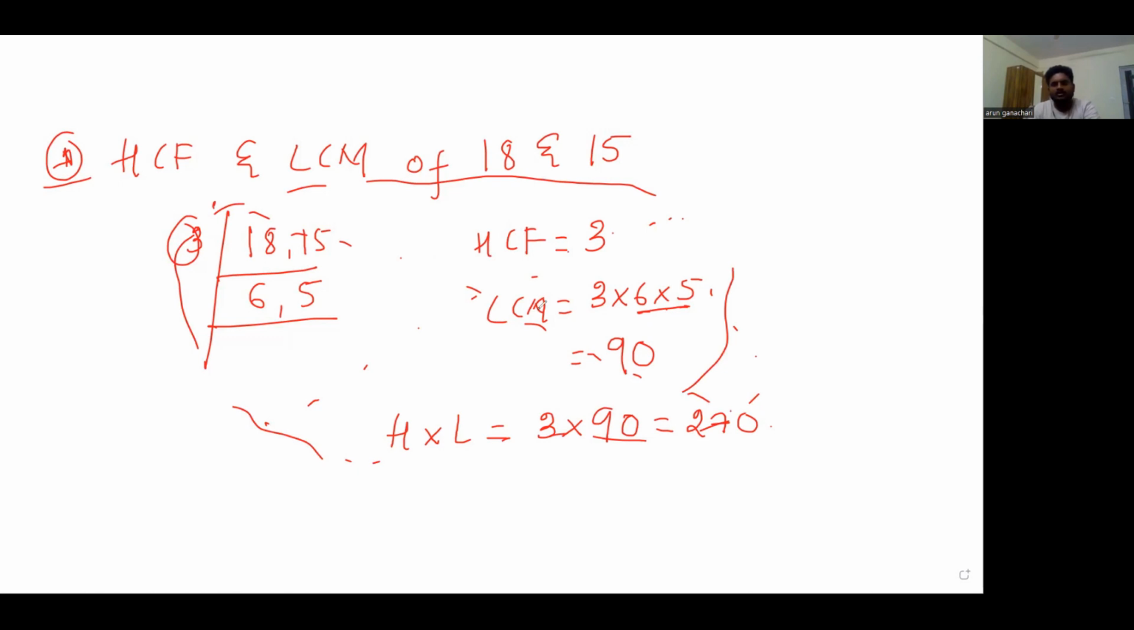Because we did 18 into 15, it is the same thing, right? Because our numbers are 1 and 2. What is the formula we have? HCF into LCM is nothing but number 1 into number 2. They have given the numbers 18 and 15, so all you had to do was find the product of 18 and 15. So what is it? 270. Directly you can do it from here also. Instead of doing all of this, we could have done this one simple step. Getting this?